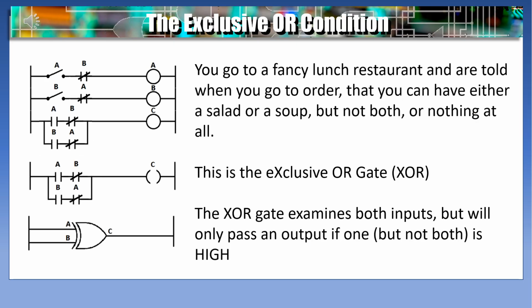Imagine you go to a fancy lunch restaurant and are told when you order, you can either have a salad or a soup, but not both, and if you're not going to have that, you can have nothing at all and leave. Well, this is an example of our last logic gate, the exclusively OR gate. The exclusively OR gate examines both inputs, but will only pass an output if one, but not the other, or not both, of the inputs is high.